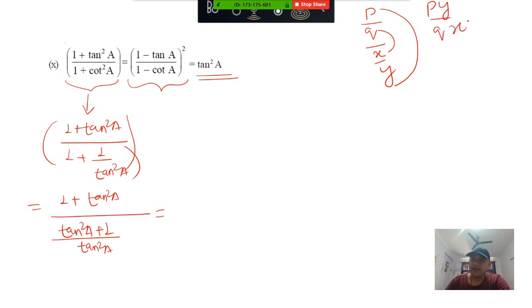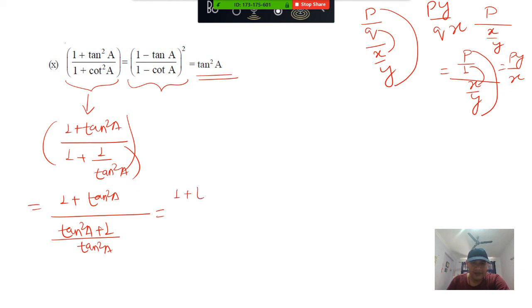Clear? Sometimes it is written like this: the numerator is p and in the denominator we are having x by y. So you just have to keep in mind what is happening. In this case, we assume that it is p with the denominator 1, and then we have a big line and x by y. So this p is multiplied by this y, and we write py by x. This is the case when we are having two terms in the denominator and just a single term in the numerator. So it becomes 1 plus tan square A.